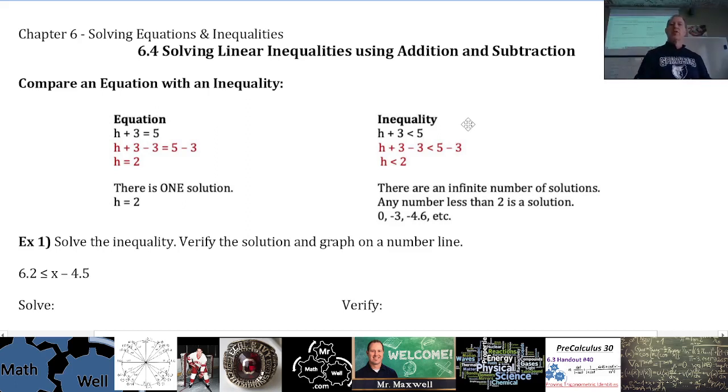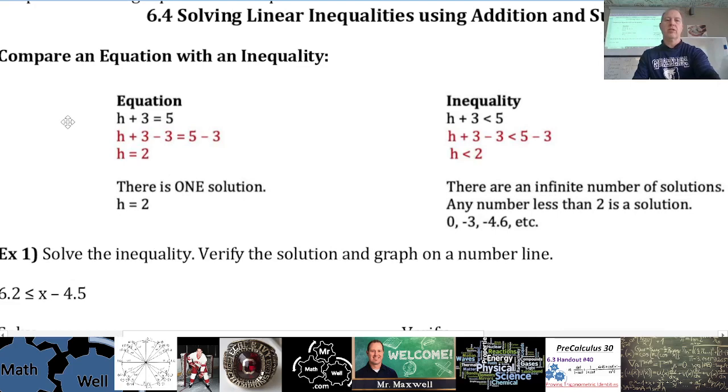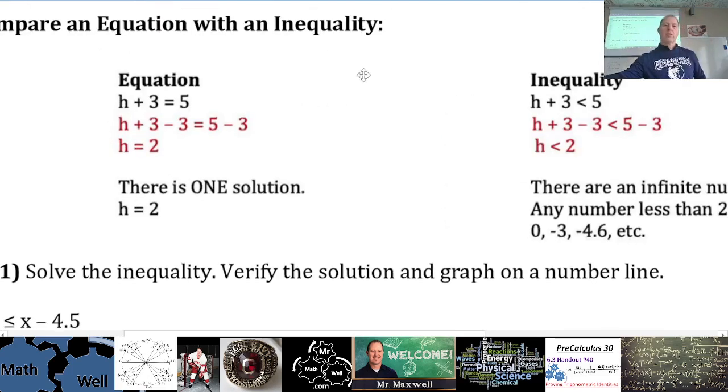So first thing I want to do is compare an equation with an inequality. I've shown you here in your notes that you should have open in front of you the way we solve an equation. So remember, if we have h plus 3 equals 5, we want to isolate the variable. In doing that, I'm going to subtract 3 from both sides. I'm going to get h by itself on the left, and over here we have 5 minus 3 is 2.